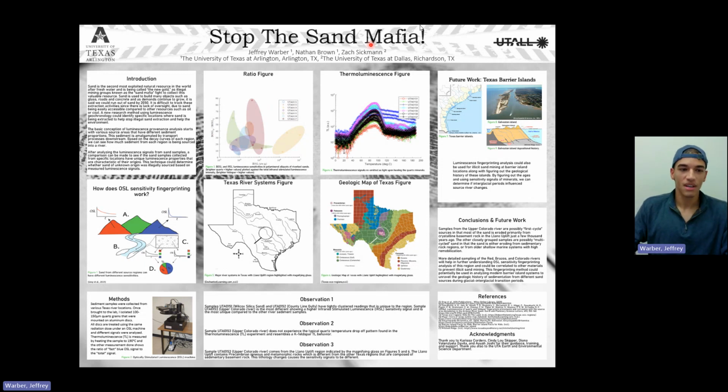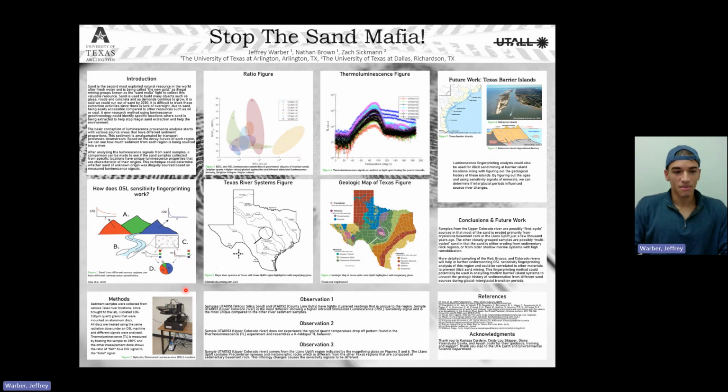The basic concept of luminescence provenance analysis starts with various source areas that have different sediment proportions. As we see in figure 1, we have our red, green, and blue region. And as the sediment from these regions run down the river, we can analyze the different grains in them, and then based off of the decay curves, we can pinpoint each region and plot them into a pie chart, figuring out the percentage of each region flowing into the river system.